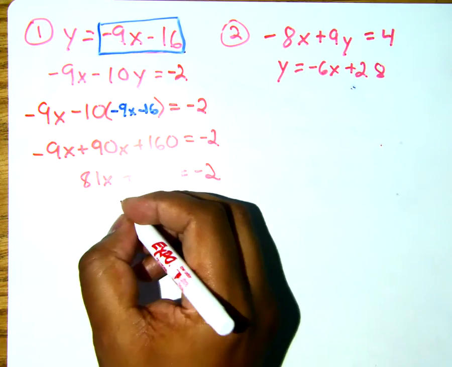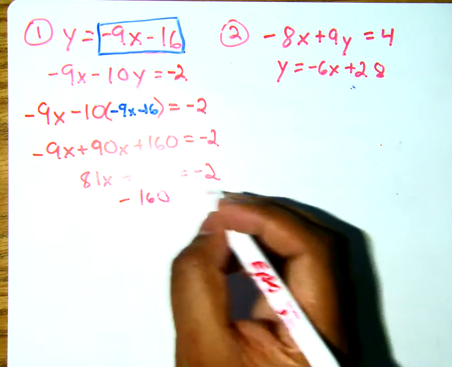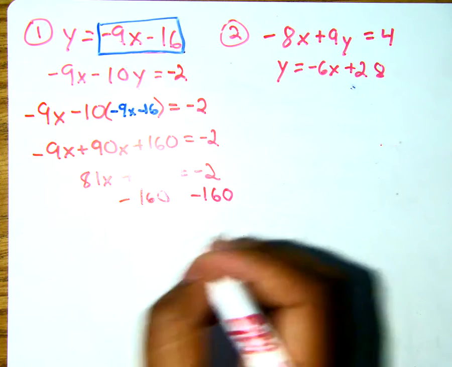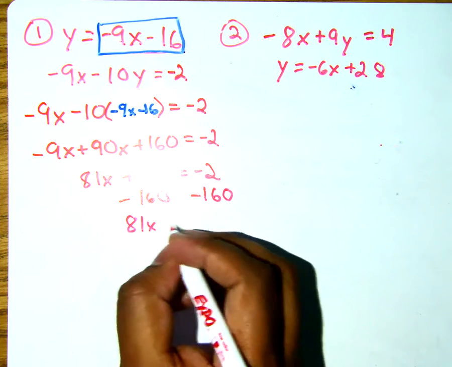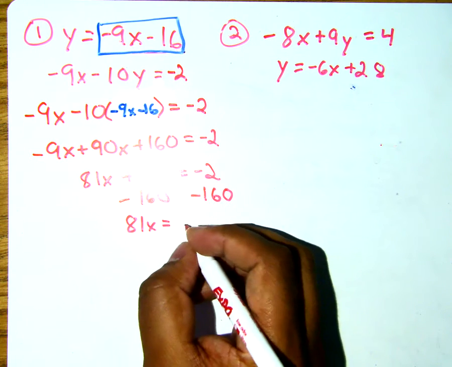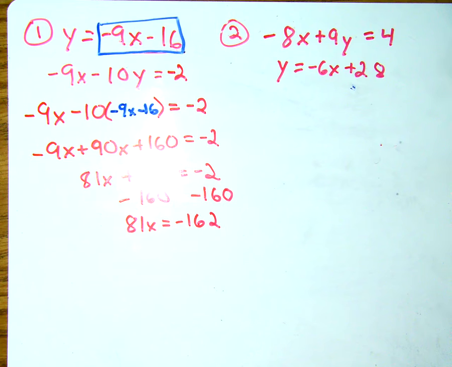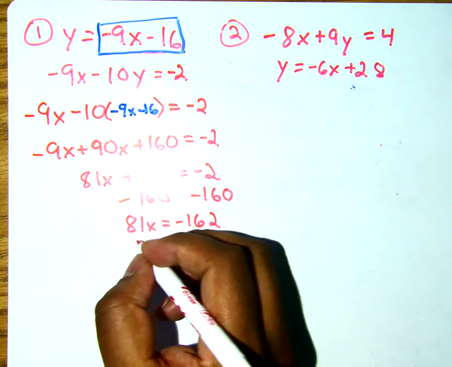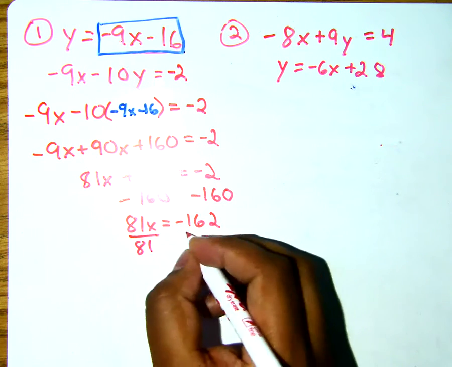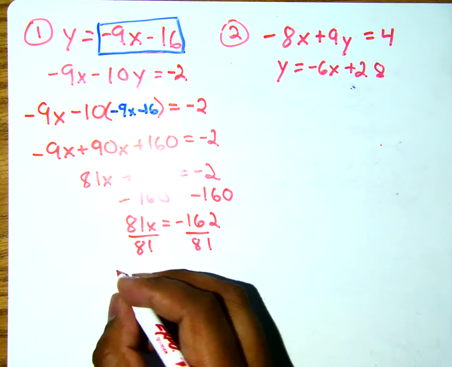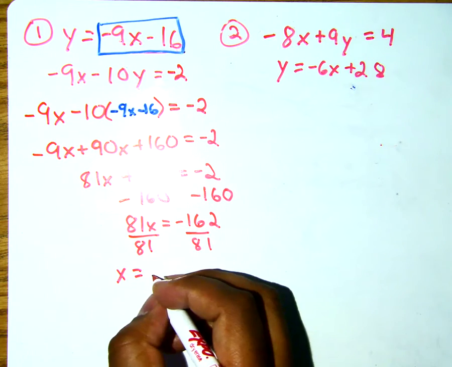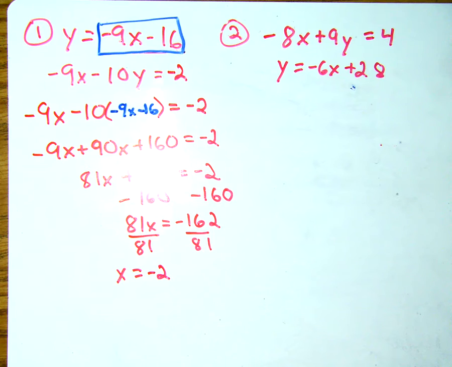Now, to get the x by itself, I'm going to subtract 160 on both sides. That gives me 81x is equal to negative 162. And finally, I'm going to go ahead and divide by 81. And that'll give me x is equal to negative 2. Now I know that the value of x is negative 2.